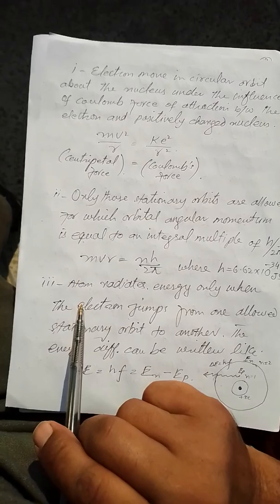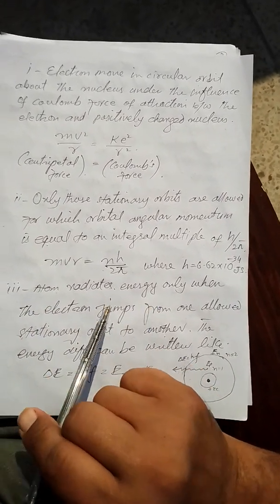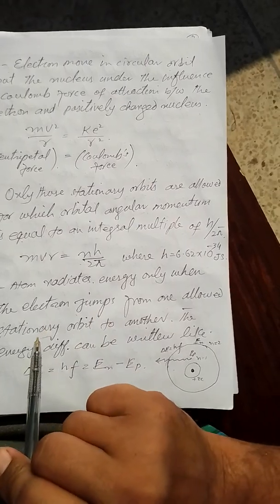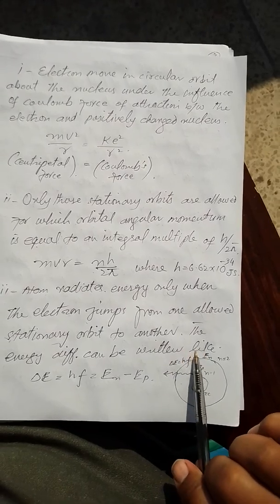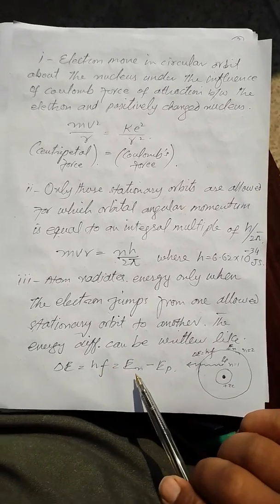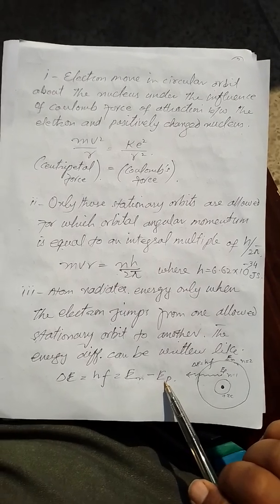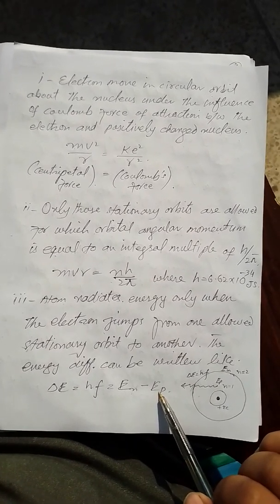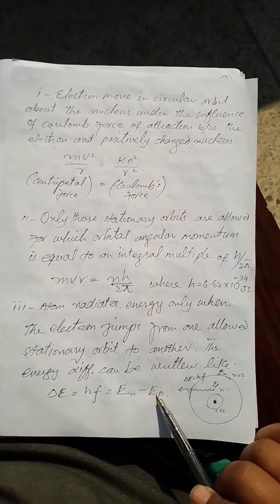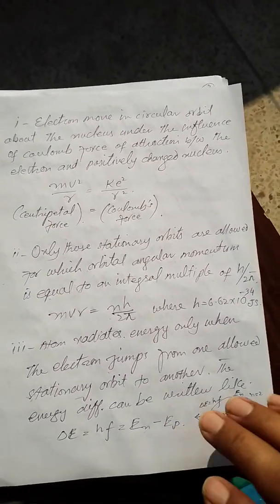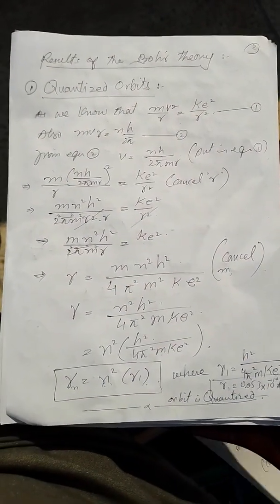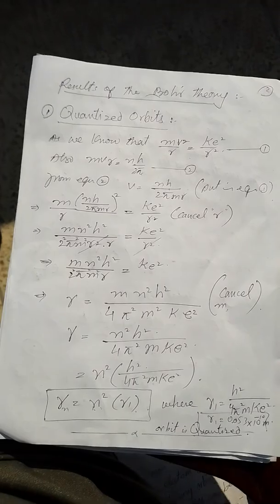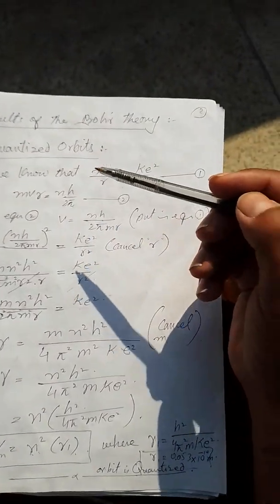Point number 3: atom radiates energy only when the electron jumps from one allowed stationary orbit to another. The energy difference can be written as delta E is equal to hf is equal to En minus Ep. If the electron stays in a single orbit, it does not radiate energy, but when the electron jumps from one orbit to another, it emits energy. These are the 3 points of the Bohr atomic model. Based on this atomic model, we are going to derive some results for the Bohr theory.